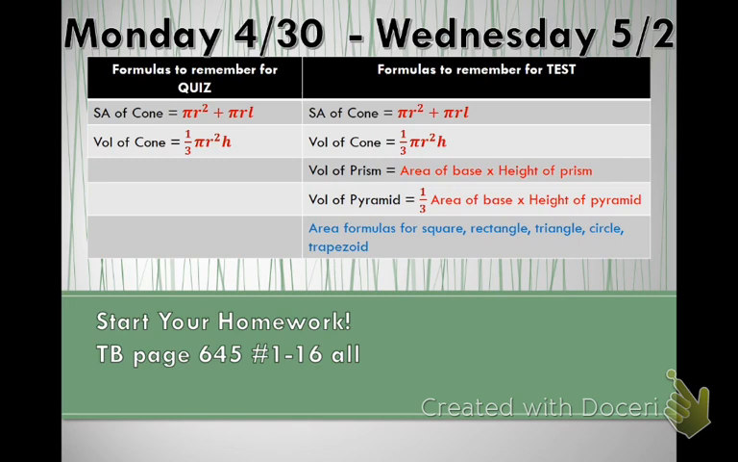On Monday, April 30th, that is next Monday, you have a quiz over 11.7 and 11.8. 11.7 is about the cone. 11.8 is about a sphere. So you're going to have 4 formulas that you need to remember for that Monday. After that, you have a test, and it's over 11.5, 6, 7, and 8. All of them. So I wrote these up here.